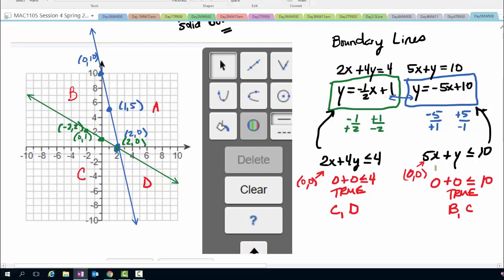But remember, when we have a system, that's an "and" situation. Both have to work in order for it to be a solution. So which region works for both inequalities? C. That's the region that works for both, so that's the region we're going to shade.